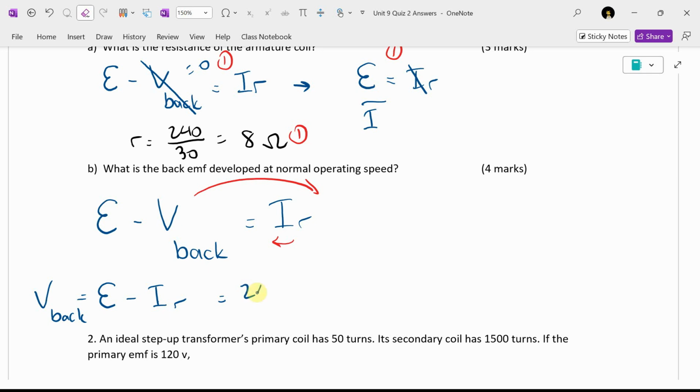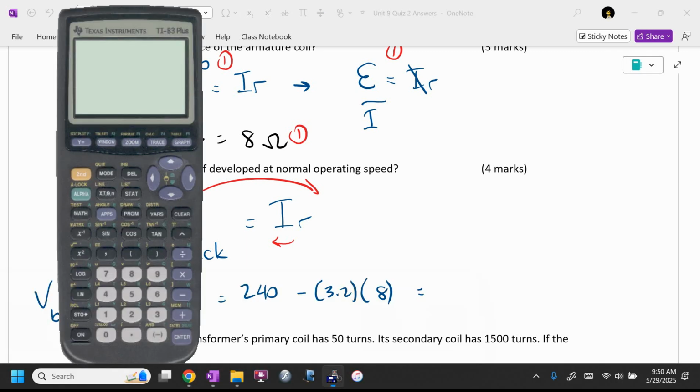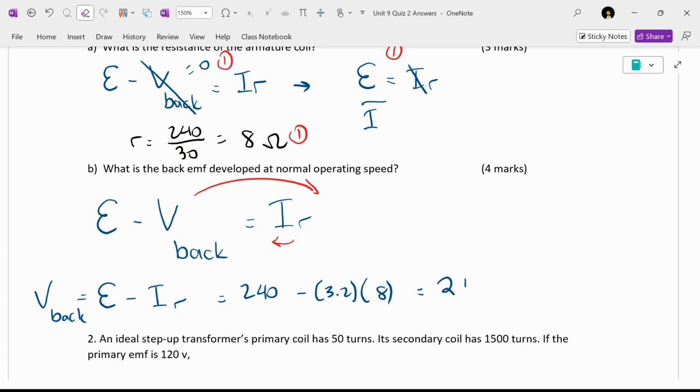What's the source voltage? 240 minus, what's the current when we're turning? 3.2. What's the resistance? That's why I had to do part A first, when it wasn't turning, to figure out the resistance. I'm going to get 240 minus 3.2 times 8. 240, Mr. Dueck, where's the 4? Minus 3.2 times 8. 214.4, I'll call it 214 volts.